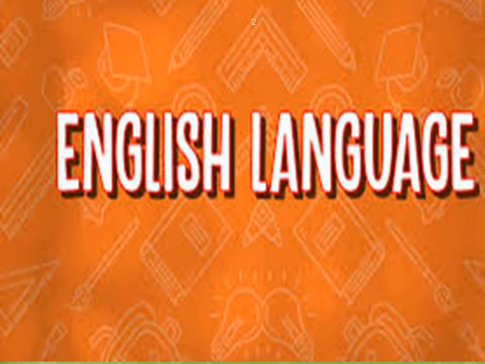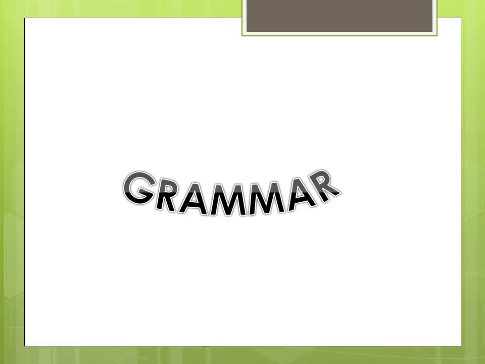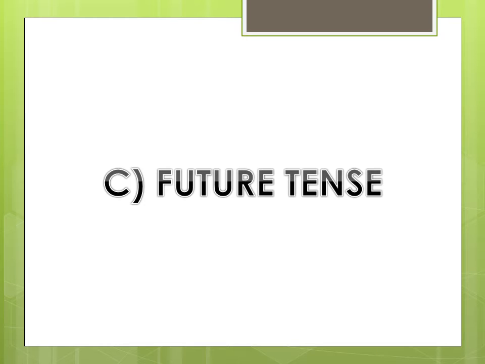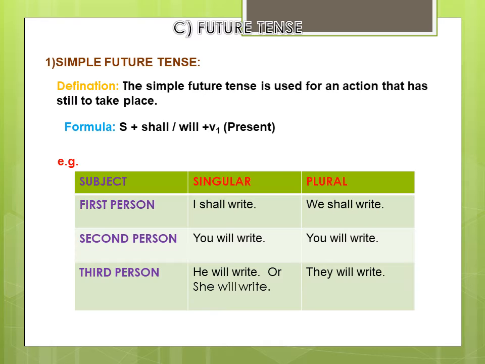We are going to learn about English language grammar. We already learned about present tense and past tense. In this video, we are going to study future tense. Future tense also has four types. We will start from the first, simple future tense definition.